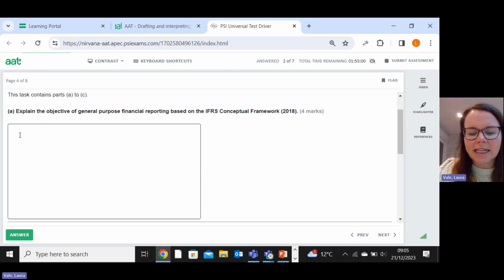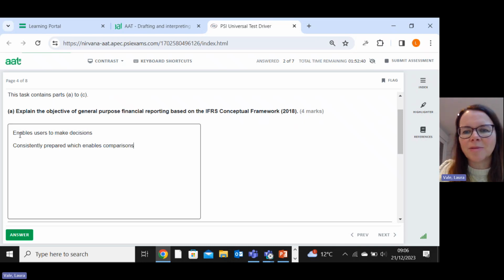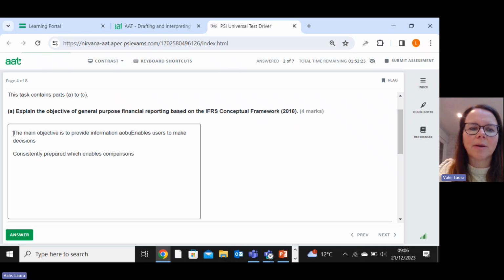So when I'm thinking about the objective, I'm thinking it enables users to make decisions. The accounts are consistently prepared, which enables comparisons. But then I'm thinking, I'm not going to get 4 marks for that. So let me beef this up a bit. The main objective is to provide information about... now, what do my financial statements provide information about?